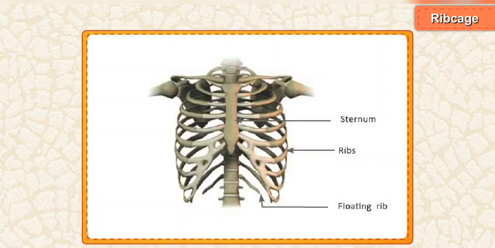Rib cage. There are 12 pairs of ribs that form a cage of bones around the chest called the rib cage. Ribs are thin and curved bones. They are attached to the sternum in the front and backbone at the back. The last 2 pairs of ribs are not attached to the sternum and are called floating ribs. The rib cage protects the heart and lungs.